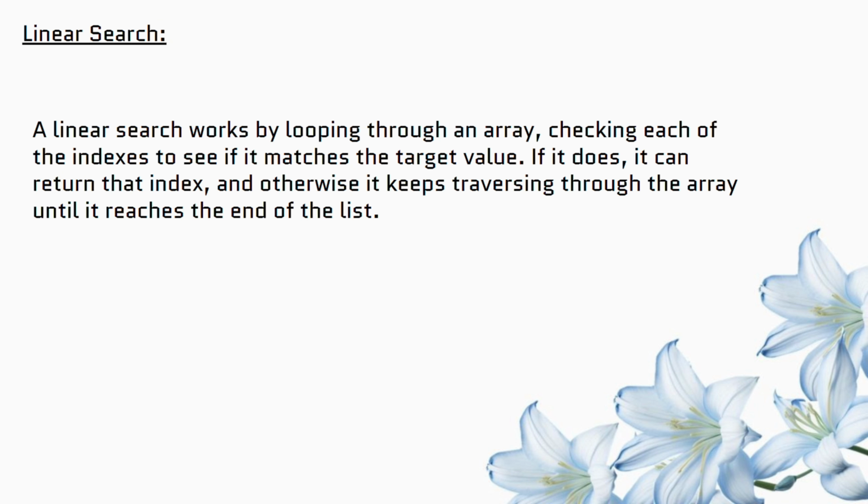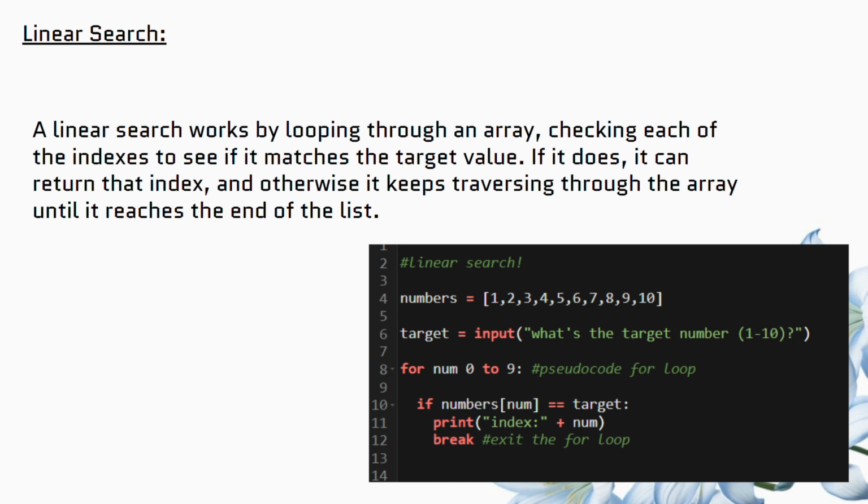We'll go over a worded definition first. It works by looping through an array, checking each of the indexes to see if it matches the target value. If it does, it can return the index, and otherwise it keeps going through the array looking for this target value. We're going to go over the pseudocode and a tracing example, so it really is ingrained in your brain, and we're also going to go over some exam questions. But let's first look at the pseudocode.